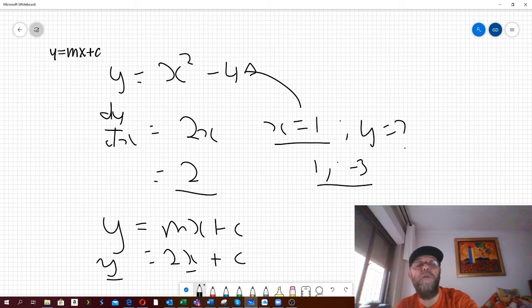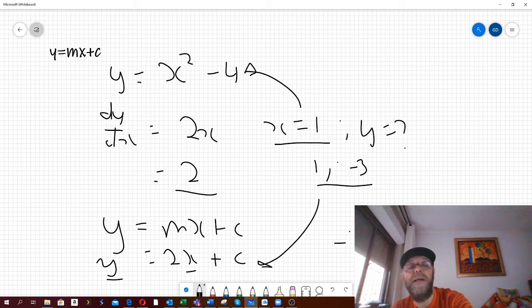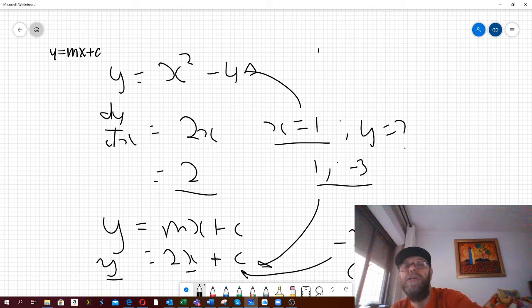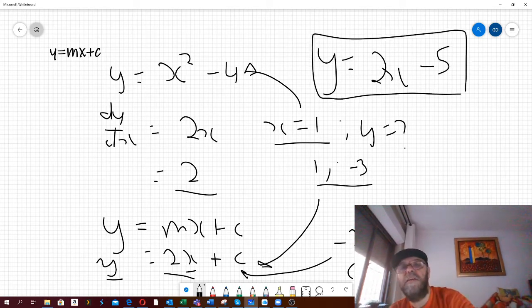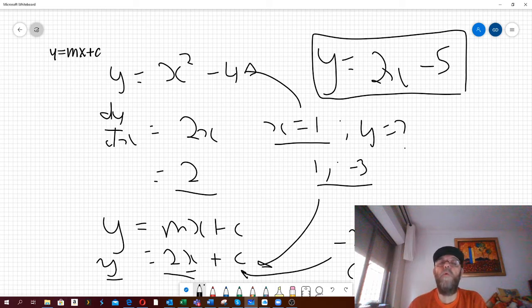So therefore, I can go and put this point now into the rest of my equation and say that minus 3 is equal to 2 times 1 plus c, which makes my c equal to minus 5. And now I can go and write out the whole of this equation. So my equation comes out to y is equal to, same gradient, 2x minus 5. There is the equation of the tangent that goes through the point (1, minus 3) in the sum.